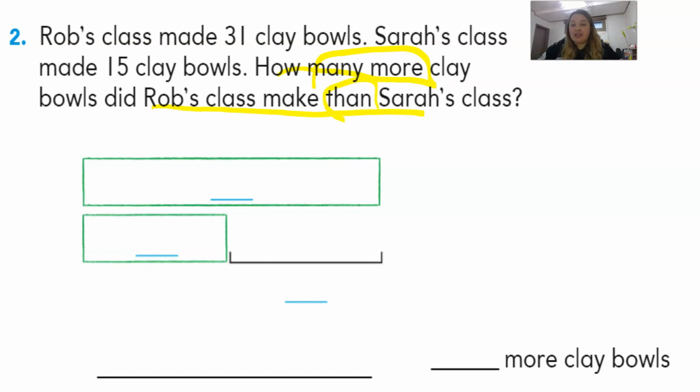Let me tell you a little secret. Some kids, when they see how many more, they're like, that's gotta be addition, because they see how many more. But it is not addition. It doesn't say how many, it says how many more, which means that one has more than the other, okay? So this is a subtraction problem. When you see how many more, that means you're gonna subtract, okay?